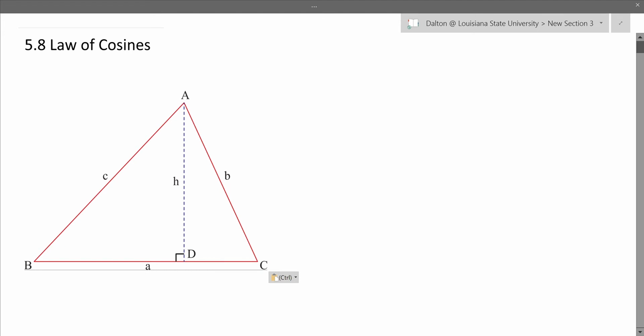Hola, folks. Section 5.8 is on the law of cosines.